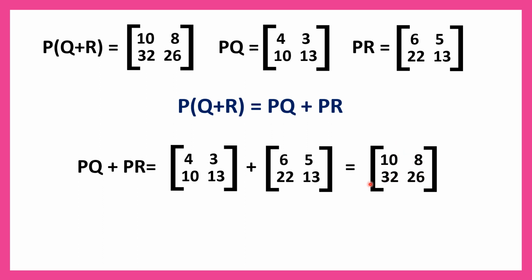Thus, the left hand side, that is P into Q plus R, is equal to PQ plus PR, as both of these matrices are the same. So, it is proved that the left hand side P into Q plus R is equal to the right hand side PQ plus PR given in the problem. Hence, it is proved.